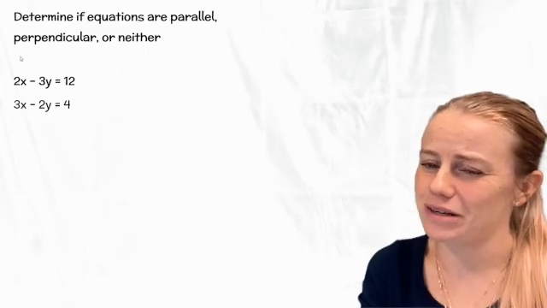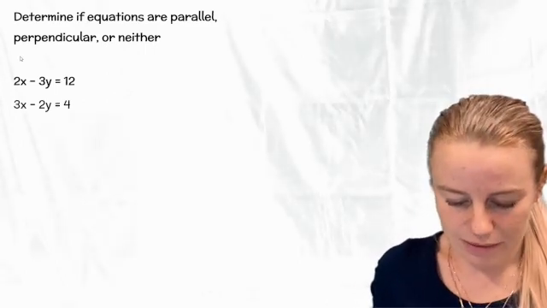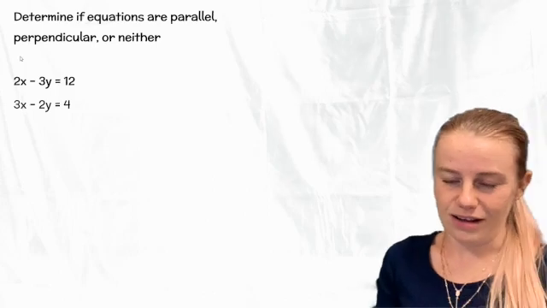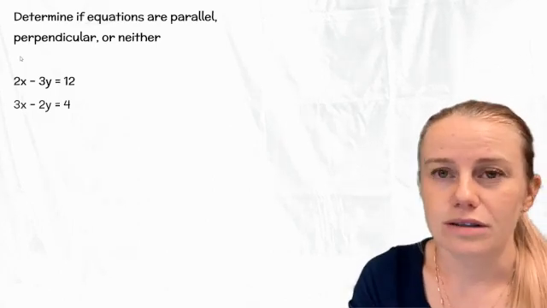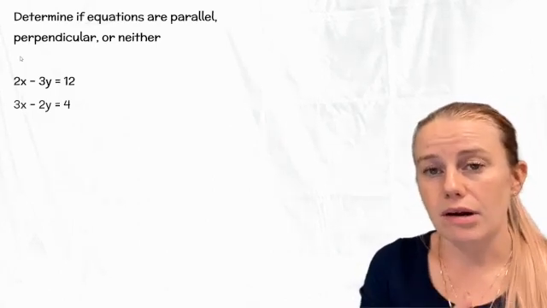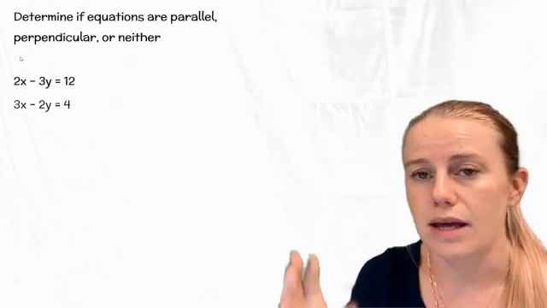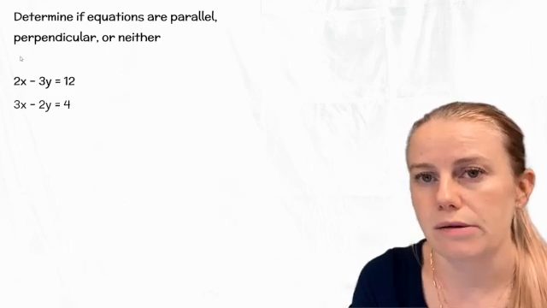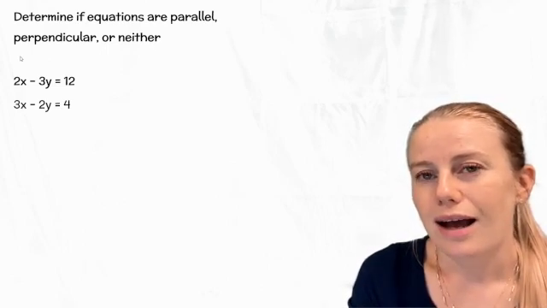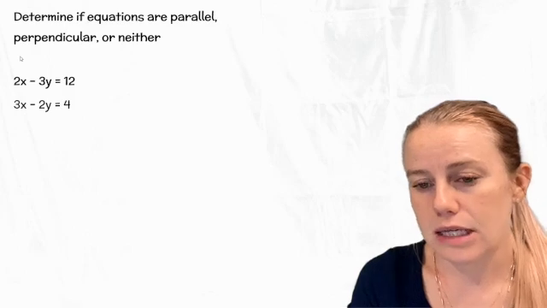So it was easy when they're in slope-intercept form, but what about our standard form? So we're still going to be doing the same thing. We're going to be figuring out their slopes, comparing them, and then determining if they have a relationship, parallel or perpendicular. I've got a little shortcut for you using our standard form.